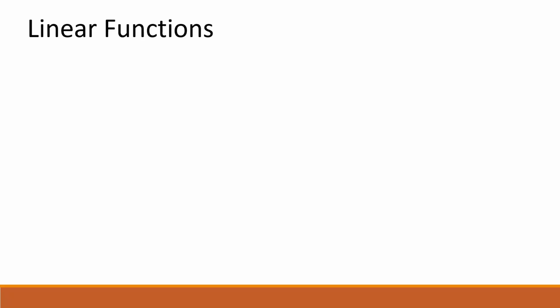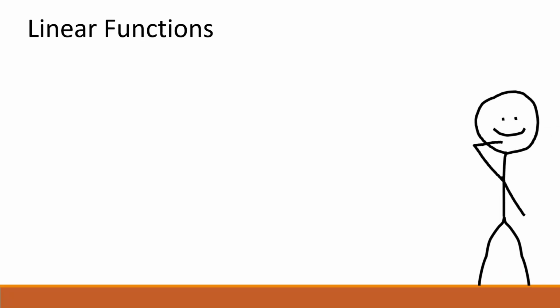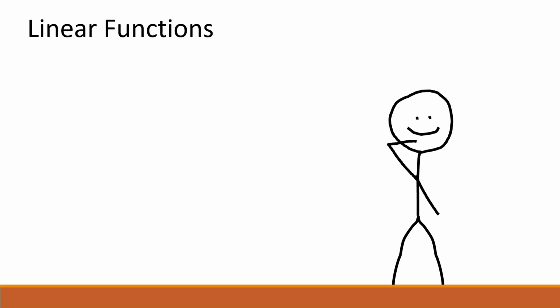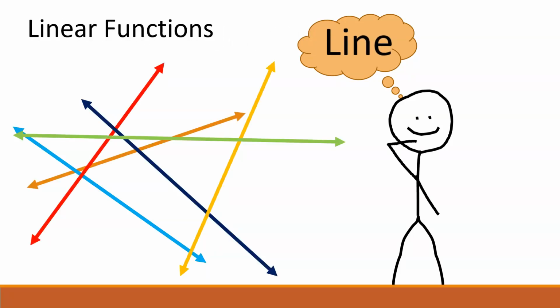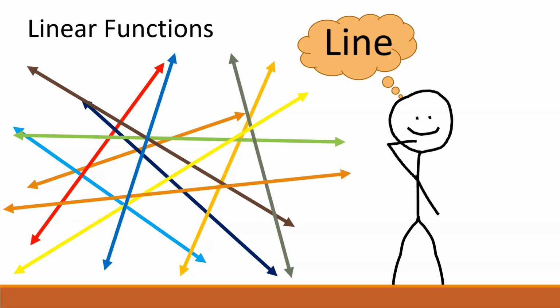Let's talk about linear functions. Now we're going to do that by looking at tables and equations and graphs. But before we do that, I want you to think about the word linear. Is there anything that stands out to you about that word? Yeah, line. So when we look at a linear function's graph, it will always have the shape of a line.